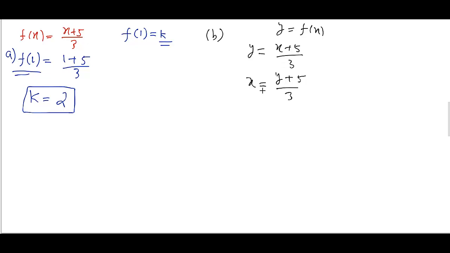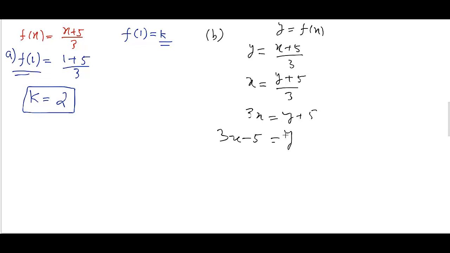Now in the next step, we have to make y the subject of this equation. So cross multiplying, we get 3x equals y plus 5, and then bringing this 5 over here, y is 3x minus 5. So this is the inverse of this function.